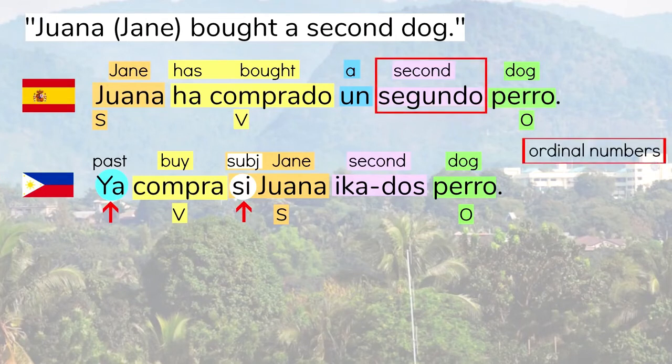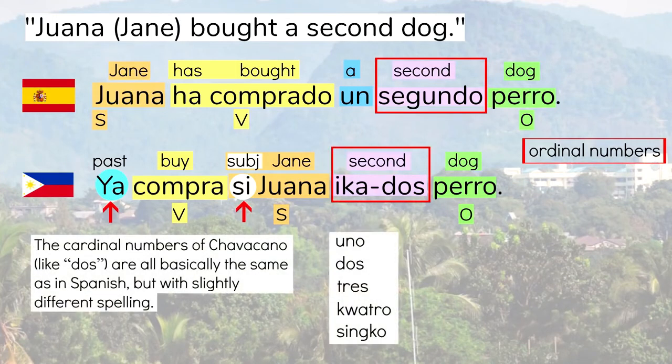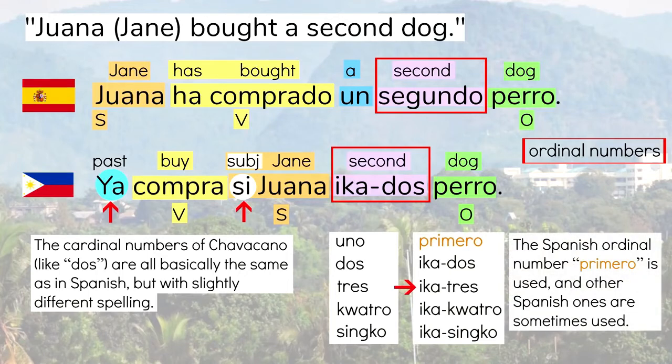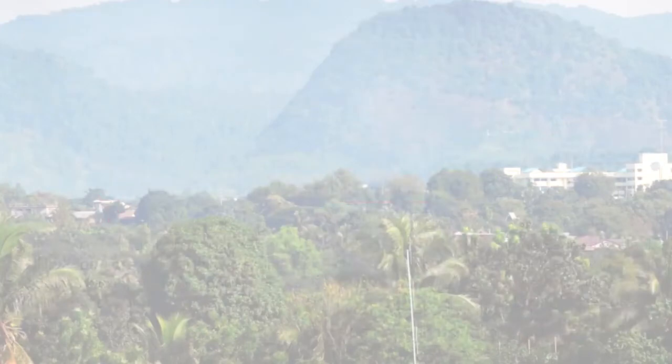The ordinal number in Spanish is segundo, but in Chavacano it's icados. The cardinal numbers of Chavacano, like dos, are all basically the same as in Spanish, but with slightly different spelling. But while Spanish has different forms for ordinal numbers, Chavacano prefixes ica to cardinal numbers. Notice that the Spanish ordinal number primero is used, and other Spanish ones can be used in place of the Chavacano forms too. Segundo, for example. Now let's look at a couple more sentences and see what we find.